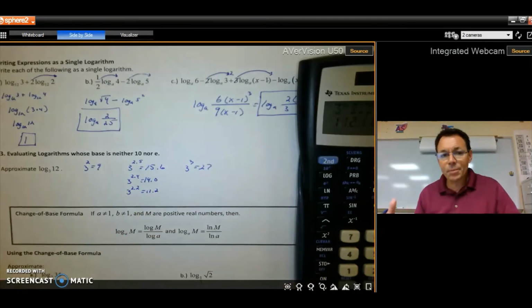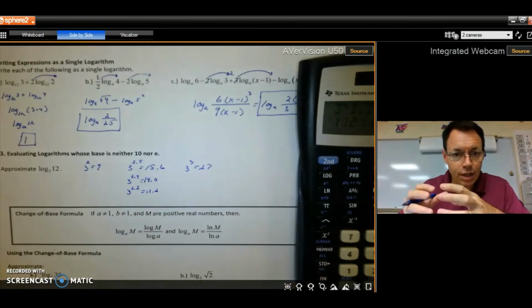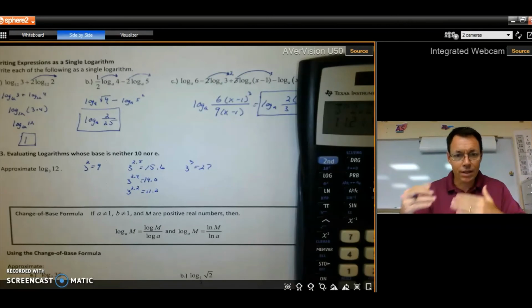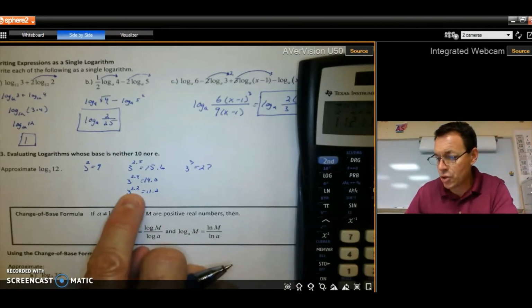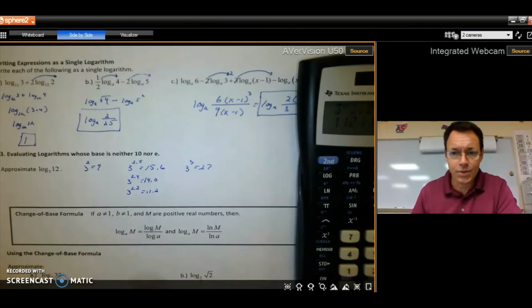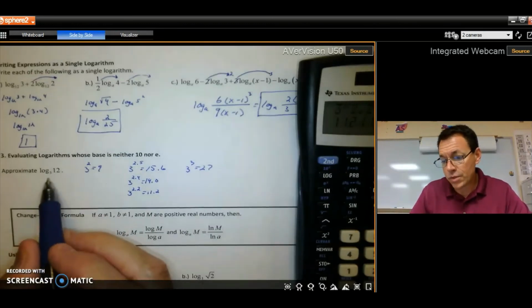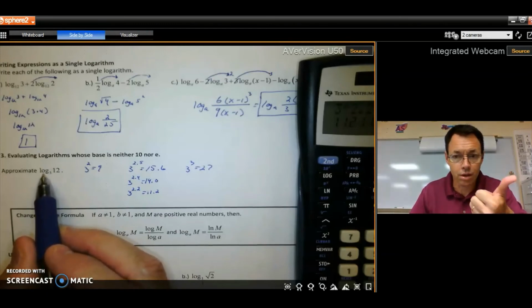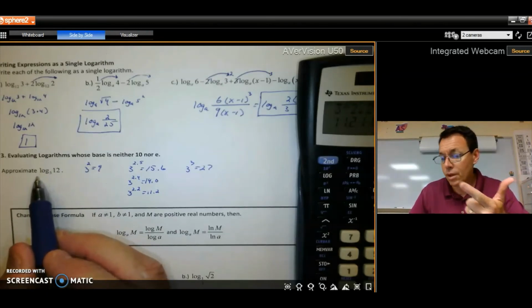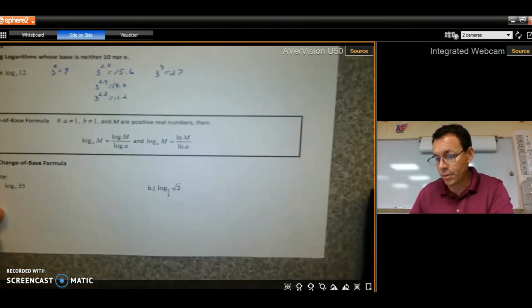So if we kept playing this game, we'd get there eventually. Okay, we'd kind of narrow it down. So maybe 3 to the 2.25 or something. And we try, and finally we'd get close to 12. Well, there's a quicker way to do it using your calculator. Your calculator, for most of you, doesn't know what log base 3 is. It only knows log and natural log. So there's something called the change of base formula.